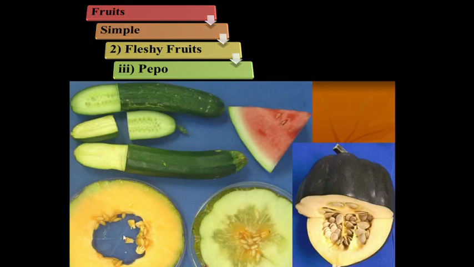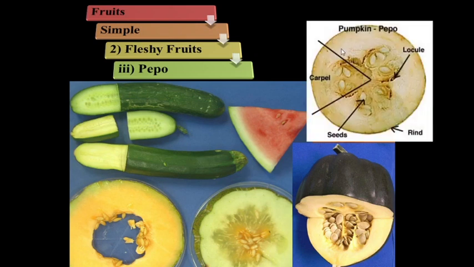Here, this is the outermost skin, that is the rind, and the ovary is tricarpellary. In this picture, this is a pumpkin pepo. This is the outermost rind. These are the seeds. This is one locule, another locule, and a third, a trilocular ovary, and the placentation is parietal, meaning the attachment of the ovule is towards the periphery and towards the central part it is free.